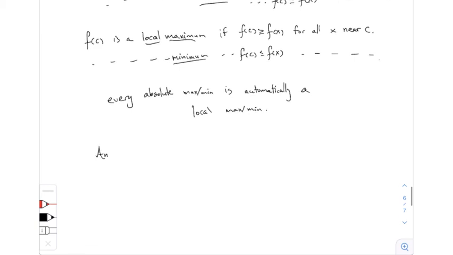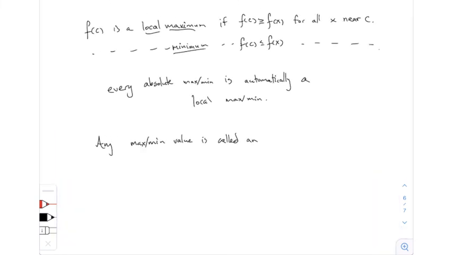Any maximum or minimum point, or value, I should say. I just want to be consistent with my language. Any maximum or minimum value is called an extreme value. So this is just an umbrella term. Whenever I want to talk about all the maximums and all the minimums, altogether they're called the extreme values, the biggest and the smallest, all right?